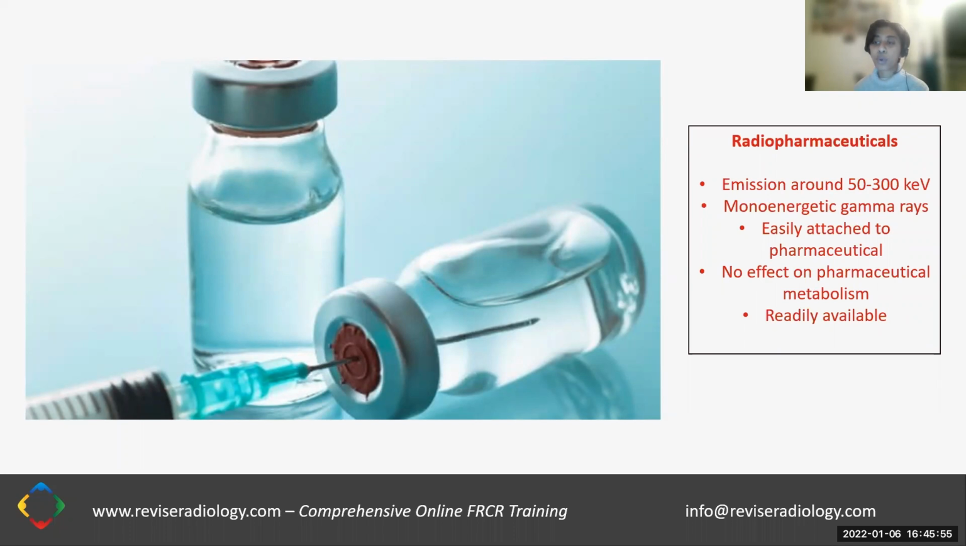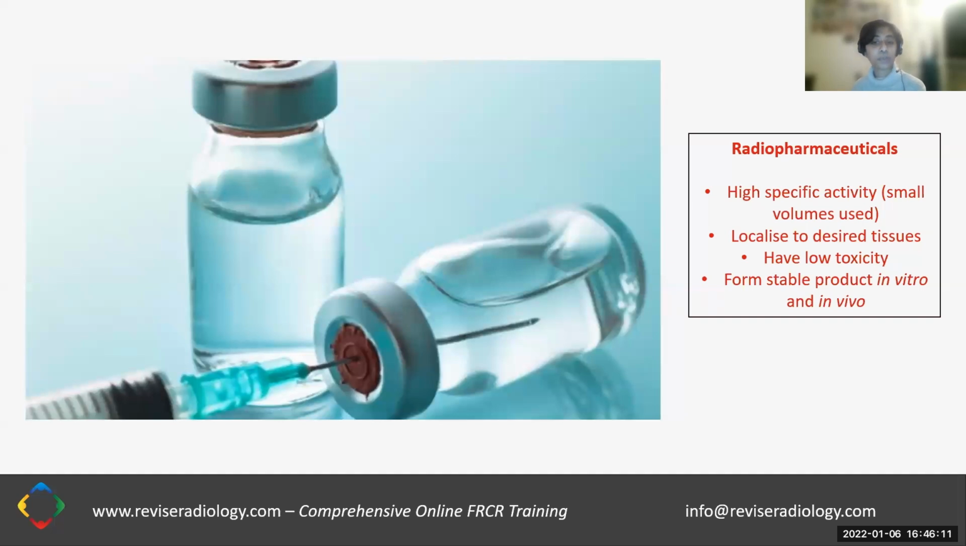We prefer monoenergetic gamma rays because that's more easily picked up by the equipment. The substance should be easily attached to the pharmaceutical, shouldn't have any effect on the pharmaceutical metabolism, and it should be readily available. Another important feature it should have is high specific activity. That means the activity is high in a small volume, and this makes sure that you only need to inject a small amount of the pharmaceutical. It should be able to localize to the tissues that you're trying to study. It should have a low toxicity and form a stable product in the patient's body and outside as well.